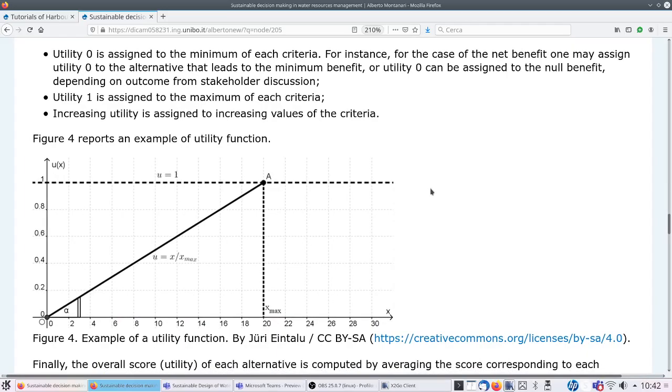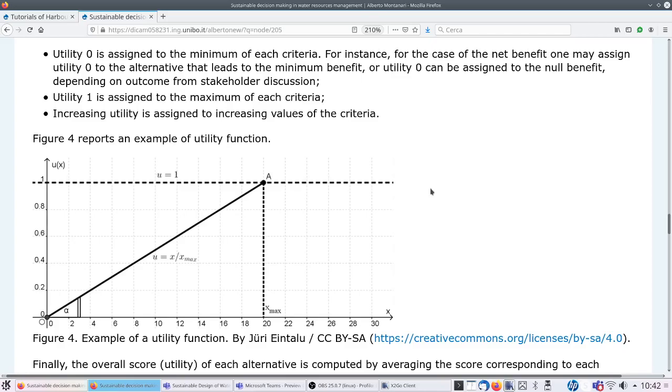Utility 0 is assigned to the minimum of each criterion. For instance, for the case of the net benefit, one may assign utility 0 to the alternative that leads to the minimum benefit, or utility 0 can be assigned to the null benefit. In the case of this figure, utility 0 is assigned to the zero value of x. So if x is your net benefit, then we give utility 0 to the zero benefit. This is a decision that you have to take with your stakeholders because the benefit could also be negative. If you have a damage instead of a benefit, it may also be negative, and therefore utility zero may be given to a negative benefit. It's a decision that you have to take.